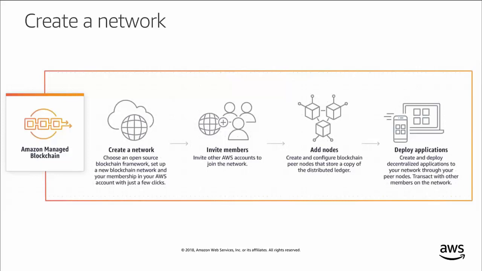It really is that easy to create a network. I'll show in the demo in a few minutes exactly how to do that from the console, but really, in a couple of clicks you can create a network and invite other AWS accounts to join you as members. Everyone adds their peer nodes, and then you've got a functioning blockchain network up and running, and then you can deploy your applications.